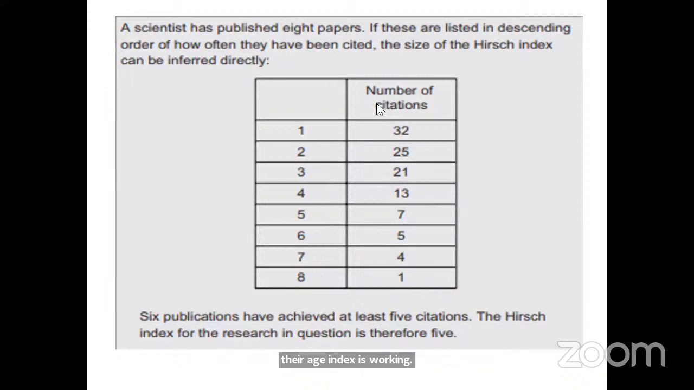Say, for example, you have published 8 papers, right? Now arrange these papers in decreasing order of citations. The first paper got 32 citations, the second paper got 25 citations, the third 21. The row in which the row number is greater than the number of citations is where your H index is found.